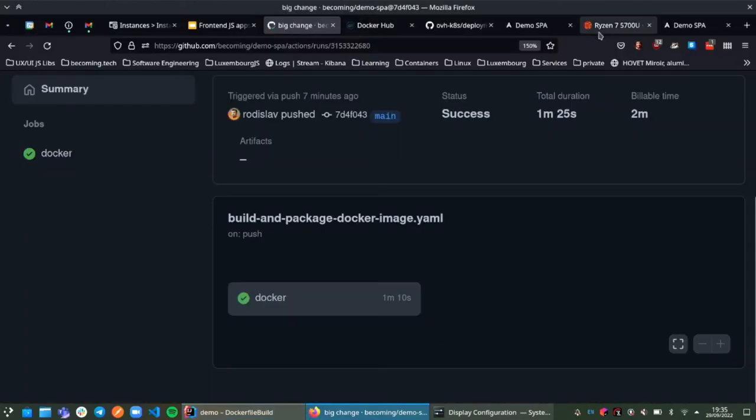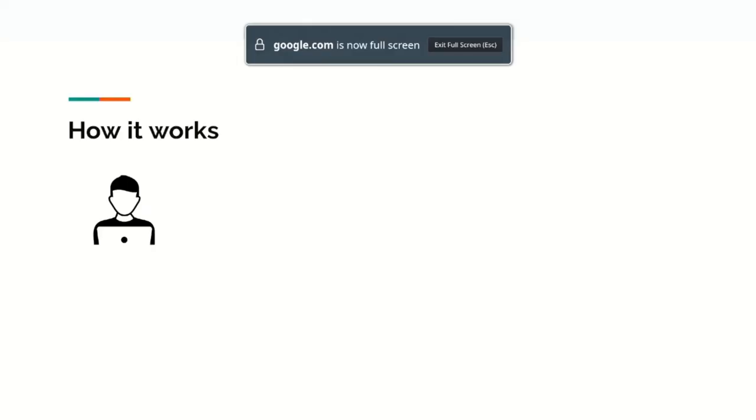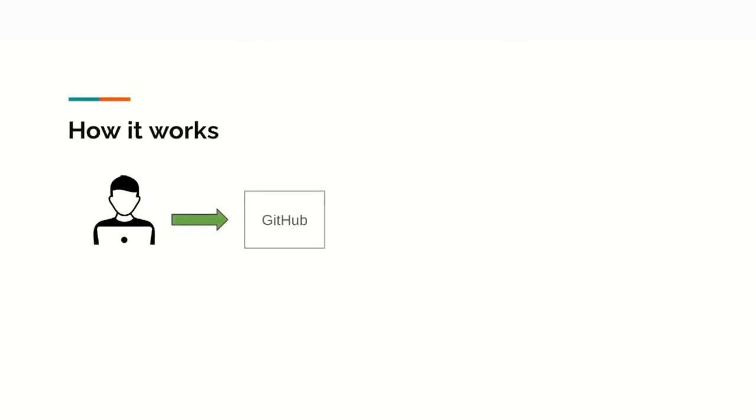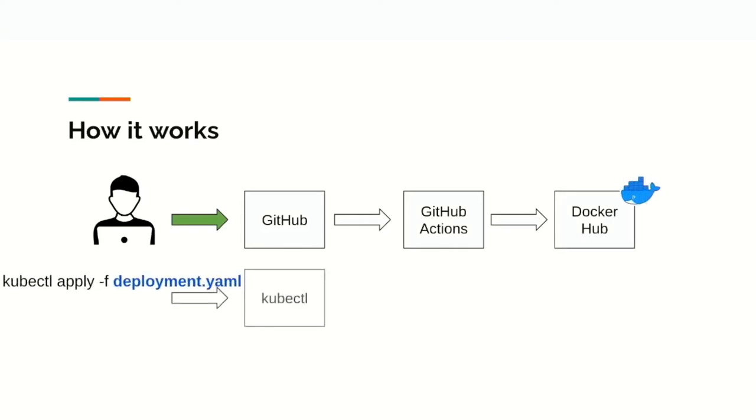I'll just wrap up the things so that you don't fall asleep. So how does it work? Basically, you are pushing your changes to GitHub. GitHub Actions will kick in and then will push the image to Docker Hub. Then you manually or automatically apply the deployment YAML through kubectl to Kubernetes, and then Kubernetes will pull the image and will run it for you.